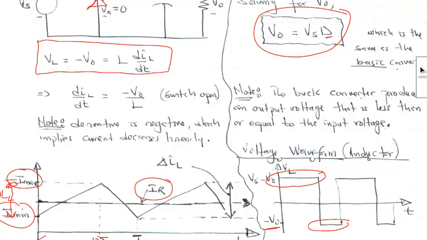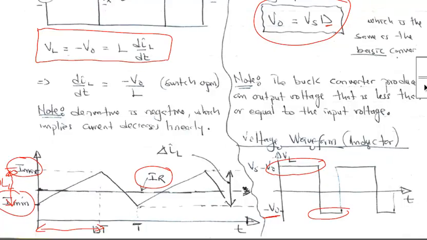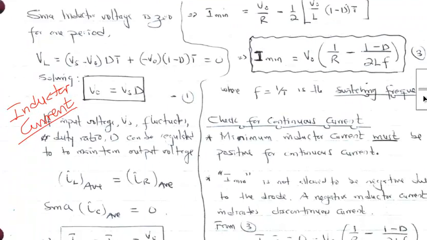What we need to find now is some features of the current which is going through the inductor. We want to find the minimum inductor current to make sure that the buck converter is operating in a continuous current mode. We want an expression for the average inductor current and also for the maximum inductor current. So that's what we are going to focus on today.